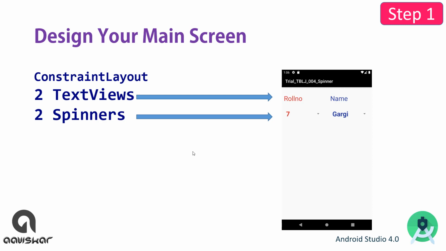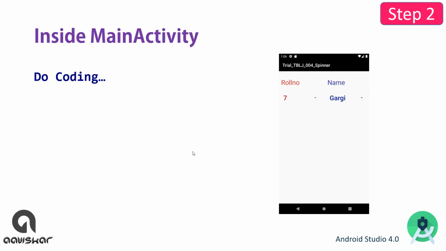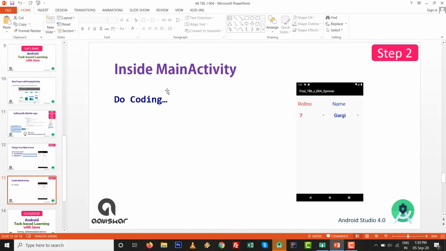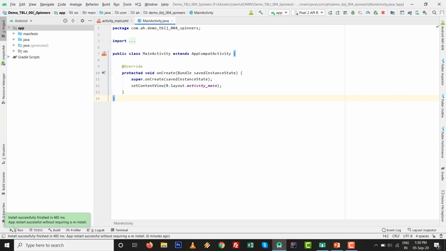We are going to perform this with a customized spinner, meaning we are going to set a customized layout inside the spinner. So again, it is a dependent spinner and a customized spinner. Both of these things are relevant to this task, and we do the coding inside the main activity. So let's start and perform this practical.